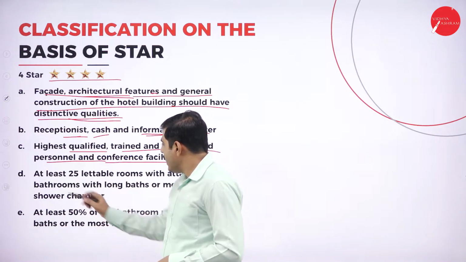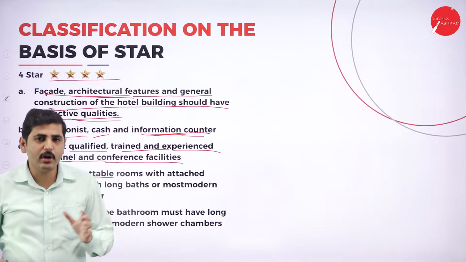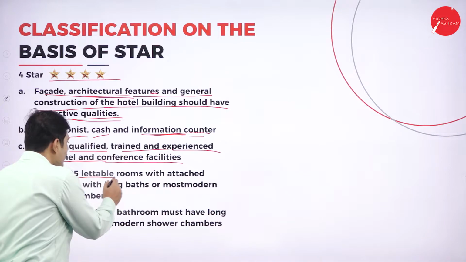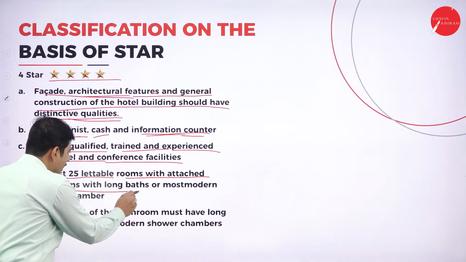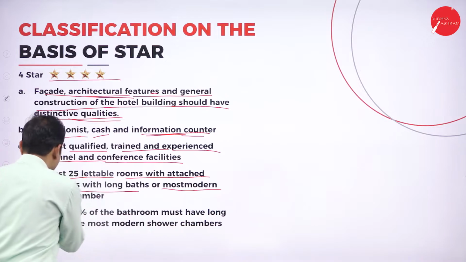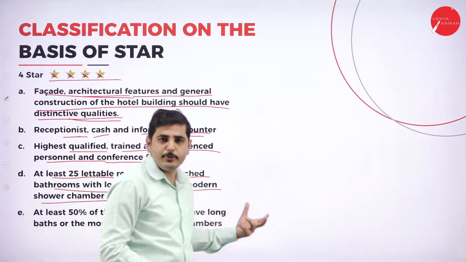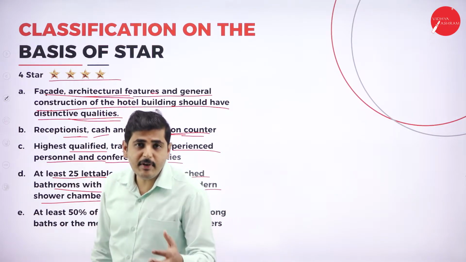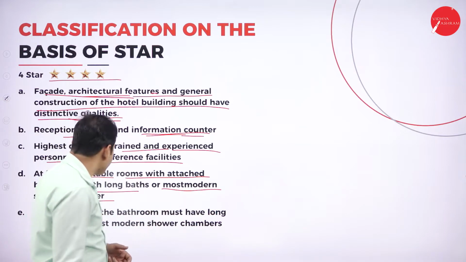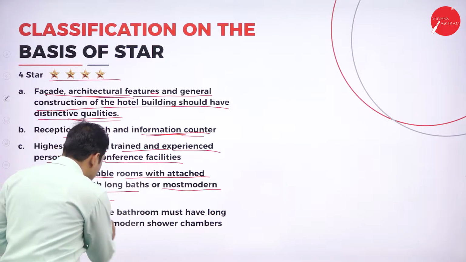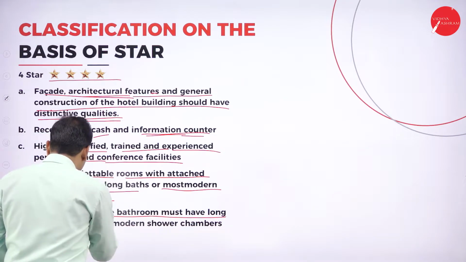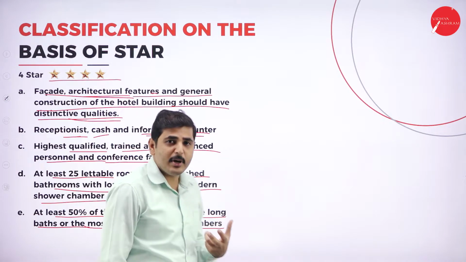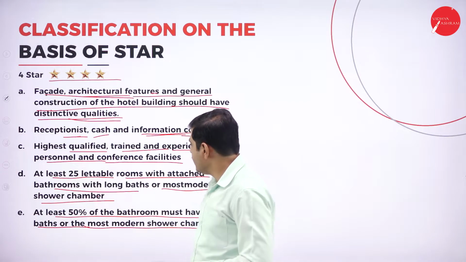And the next point is at least 25% lettable rooms. So out of the total rooms they are having, at least 25% of the rooms should have attached bathrooms with a long bath and most modern shower chamber. So this hotel should have a most modern shower chamber. Out of 100% rooms, 25% should have western toilets and shower chambers, and at least 50% of the bathrooms must have long baths or the most modern shower chambers. So here also at least 50% of the bathrooms should have most modern shower chambers.